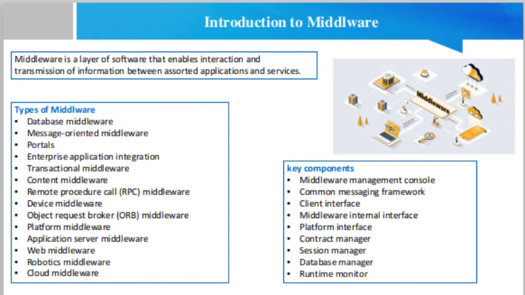Remote procedure call, RPC middleware. This allows one application to trigger a function in another application whether they reside in the same network or not. Device middleware. This type contains a specific set of capabilities to integrate with or build applications on specific devices. It is usually used to build mobile applications.